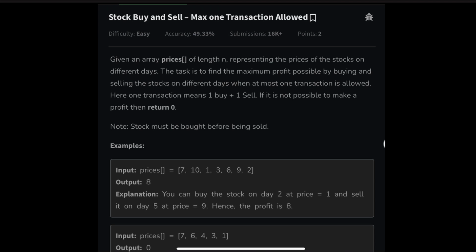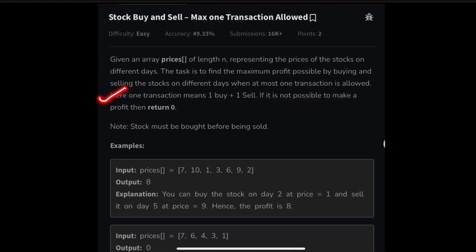The problem says given an array prices of length n representing the prices of the stocks on the different days. That is, we have been given prices array of length n which represents price of stocks on different days. The task is to find the maximum profit possible by buying and selling the stock on different days when at most one transaction is allowed. It says we have to maximize the profit by buying and selling the stocks on different days where only one transaction is allowed. Here, one transaction means one buy plus one sell. If it is not possible to make a profit, then return 0.